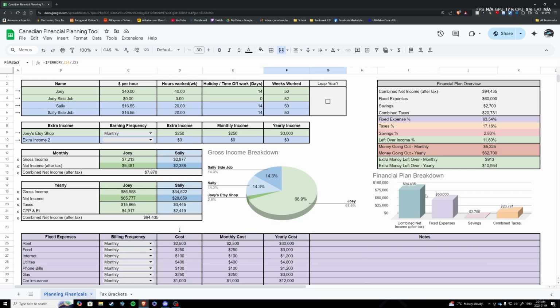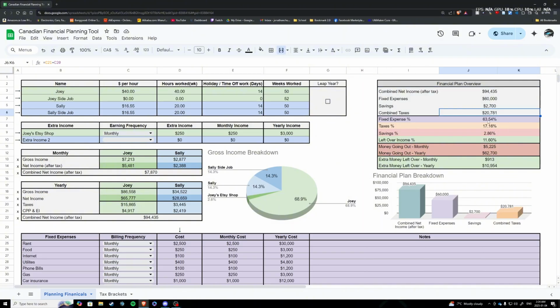Moving on, we have our little financial plan breakdown. So again, you can see our 94K is here, and then we have 60K of expenses, 27K in savings, and we are paying 20K in taxes. And again, you can find that same information in plain sight right here.